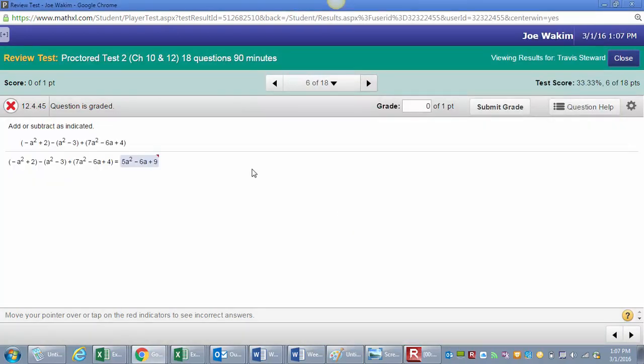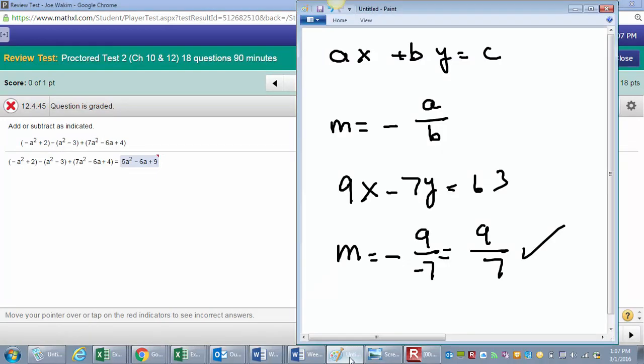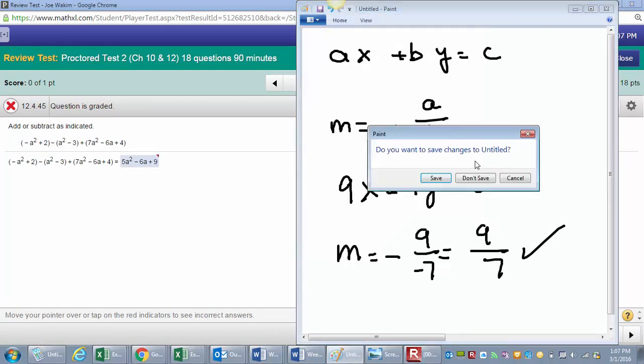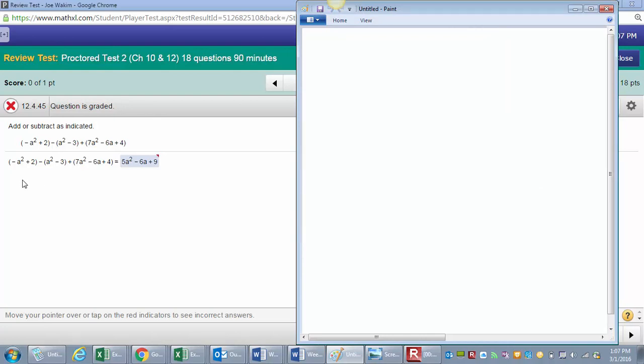Number 6, add or subtract as indicated. So let's try to simplify this expression. First of all, we have to remove the parentheses. Because it's a positive here, nothing will change. So we're going to have minus a squared plus 2. Now we have a minus before the parentheses, so everything becomes the opposite sign. So it will be negative a squared plus 3. Then here you have a plus, so nothing will change. Plus 7a squared minus 6a plus 4.